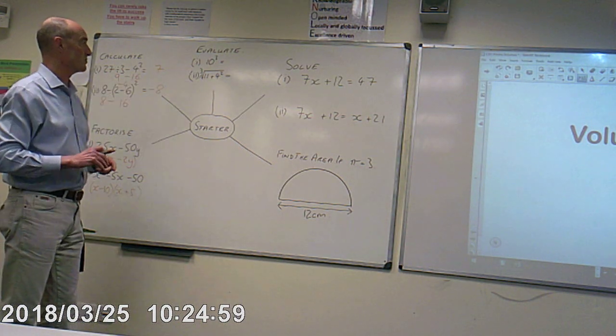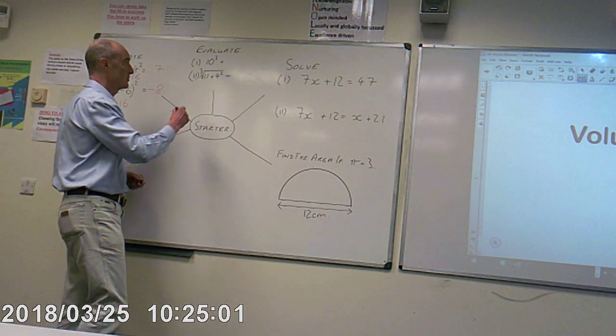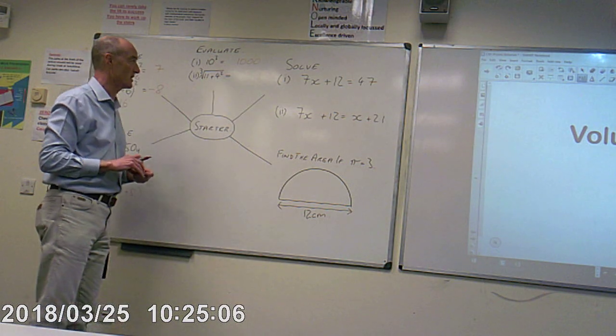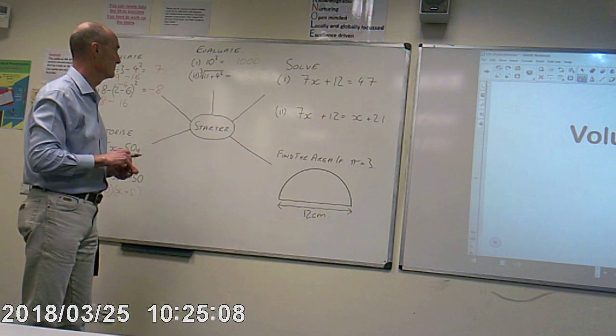Evaluate. 10 cubed. 10 times 10 times 10. Good number to keep in your head. 1,000. 10 times 10 is 100. 10 times 100 is 1,000.